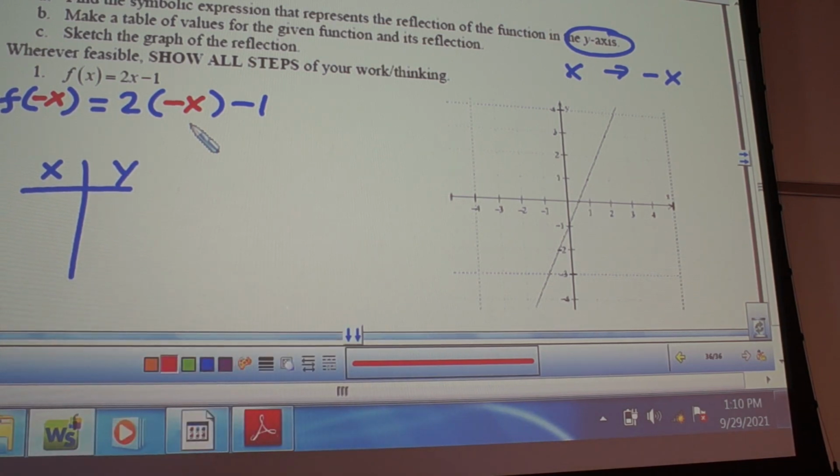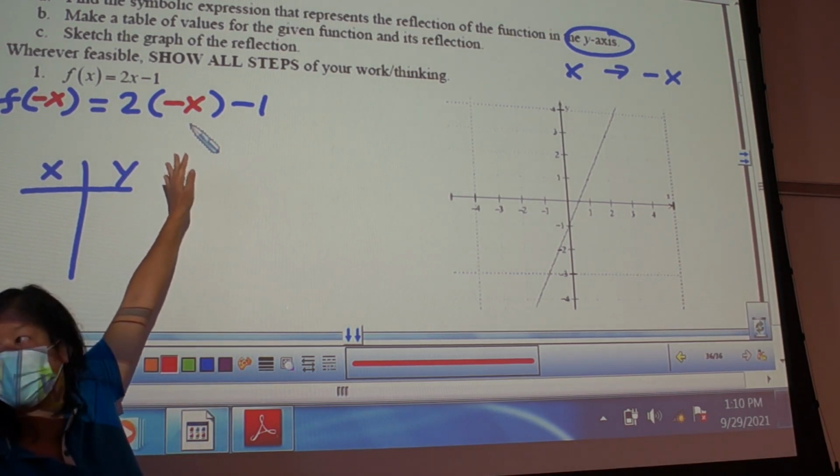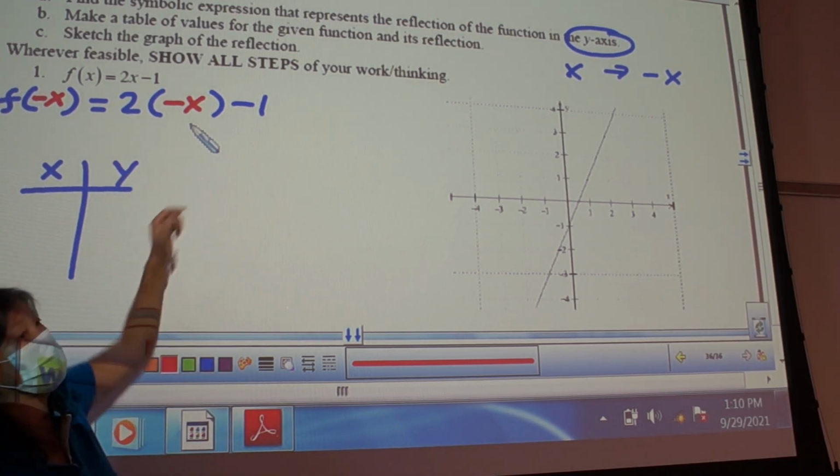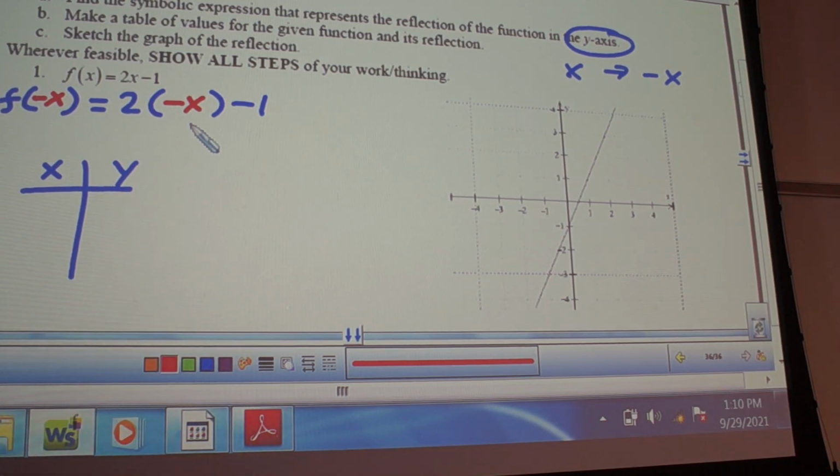So now, everybody simplify this. Is there anything acting on this parentheses? Yes, it's been multiplied by 2. So you got to multiply it by 2, and then you can remove the parentheses. So everybody do that. Simplify this. How do I simplify this? Multiply it, right? 2 times negative x. So if I have a negative x and I multiply it by 2, I have 2 of them, then how much do I have?